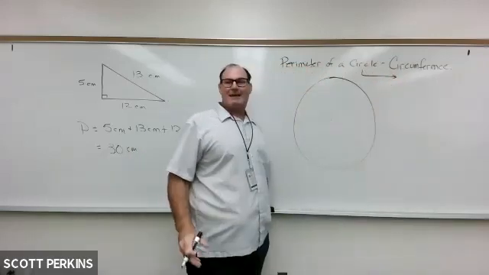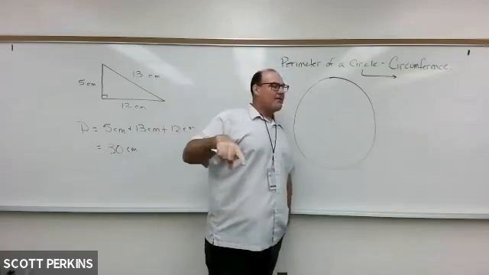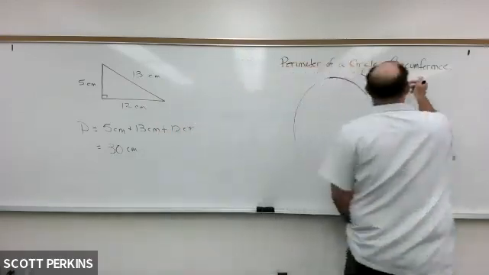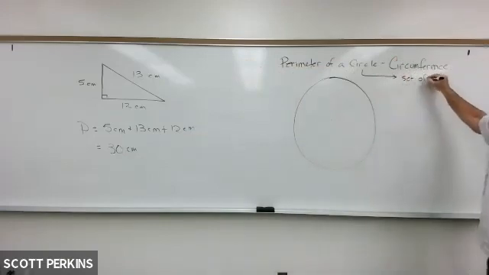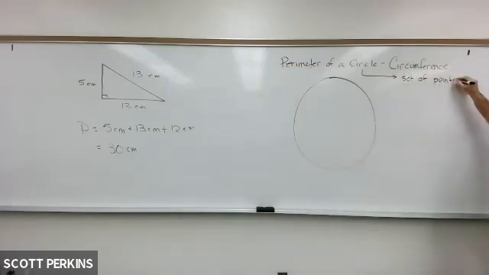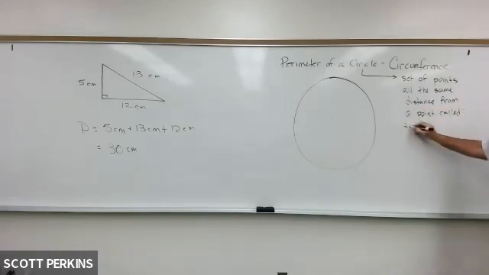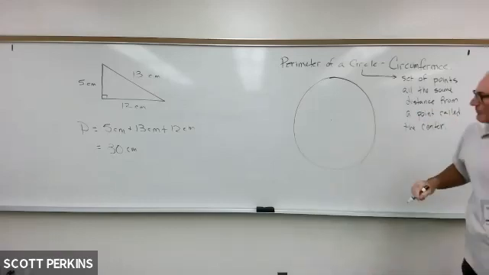A circle is a set of points that are all the same distance from a central point. Okay, so the circle is a set of points, all the same distance, from a point called the center. So you can see I made a little dot when I was trying my best.